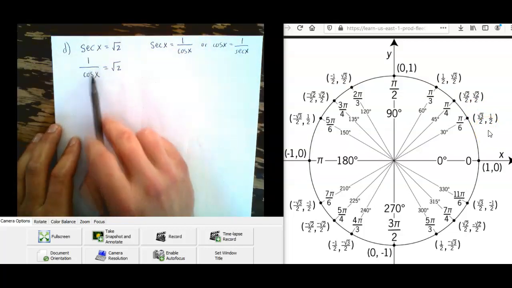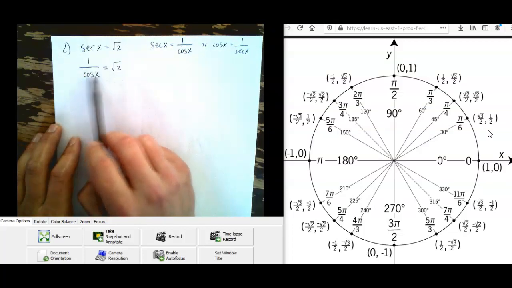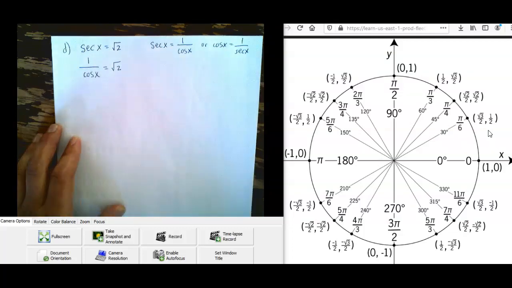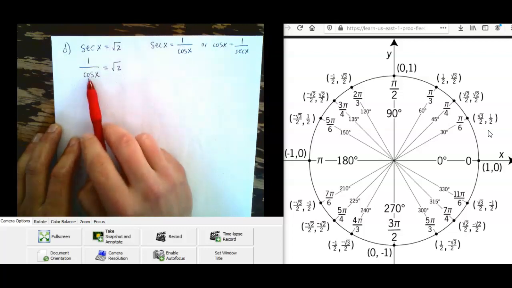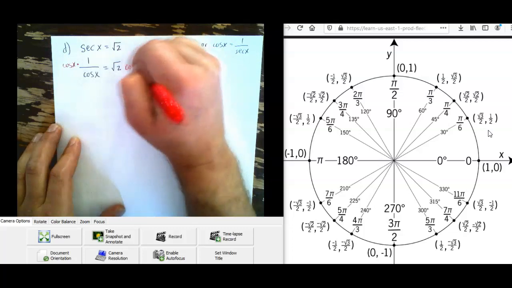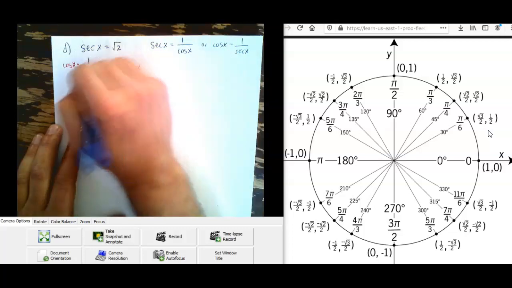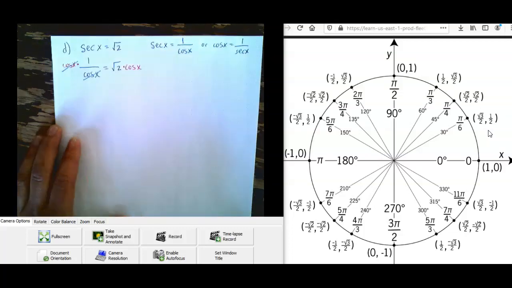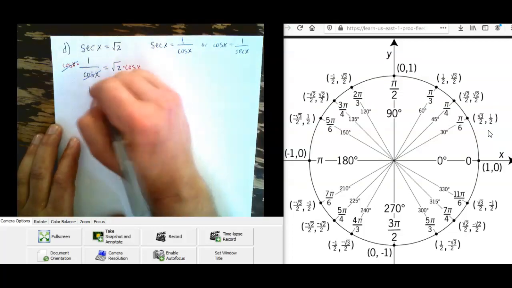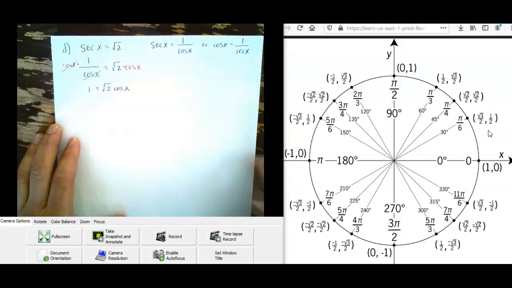So right now we are a little bit at a loss because we have the cosine downstairs here. But let's just do a little bit of algebra to rearrange this equation. To cancel out this fraction, what we can do is multiply both sides by the cosine of x. Okay? So that's going to cancel out our cosines over here, leaving us with 1 equals the square root of 2 cosine of x.